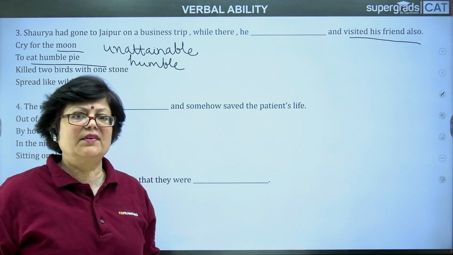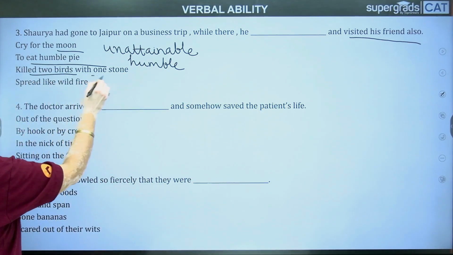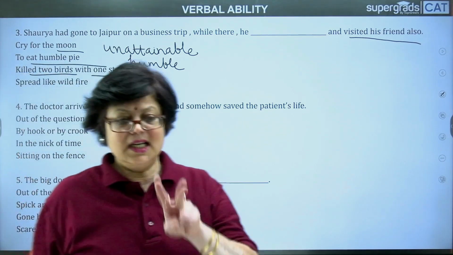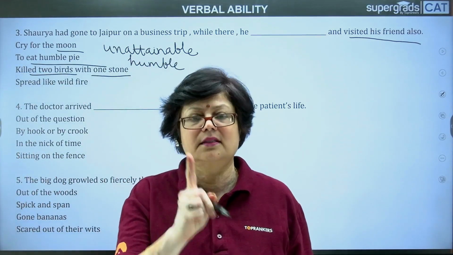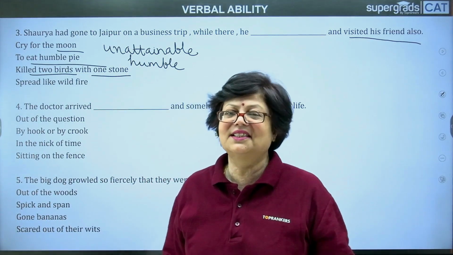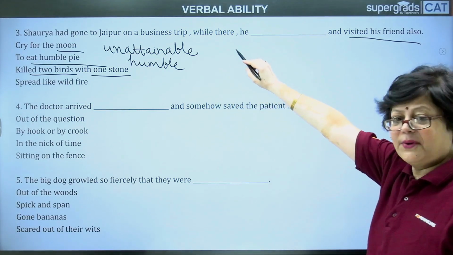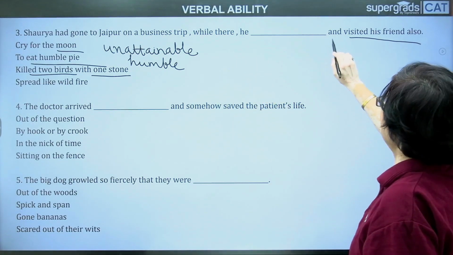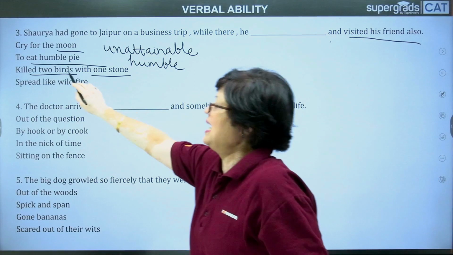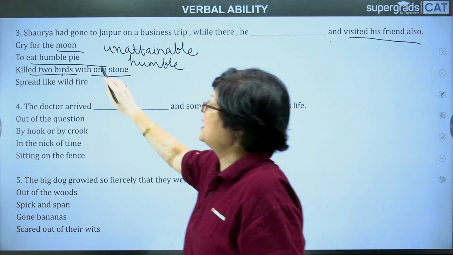Why should he behave in a humble manner? Okay. Killed two birds with one stone. Look at this. Killed two birds with one stone. In Hindi, again, there's a beautiful saying, Ek panth do kaj. You might have heard, right? So he went to Jaipur on a business trip, but he visited his friends. So he has killed two birds with one stone. So this idiom fits in best.